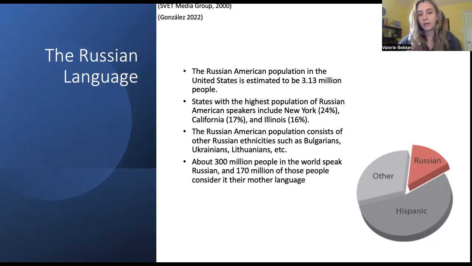The Russian American population consists of other Russian ethnicities, such as Bulgarians, Ukrainians, and Lithuanians. And that just means that people in Bulgaria, Ukraine, and Lithuania also speak Russian. About 300 million people in the world speak Russian, and 170 million of those people consider it their mother language.